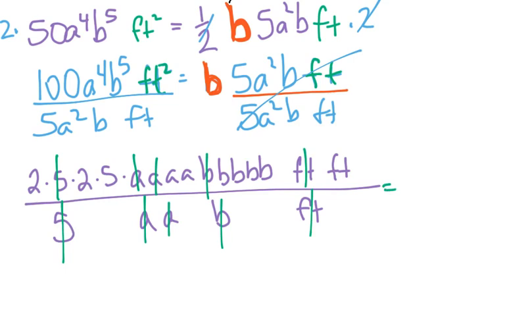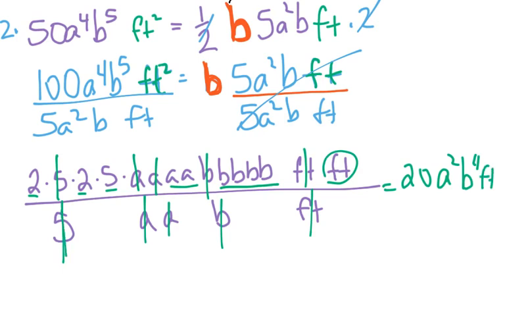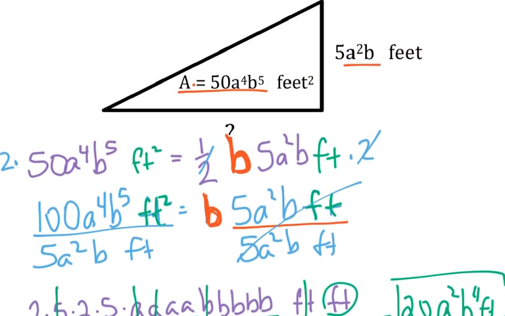So what I'm left with is 2 times 2, which is 4, times 5, which is 20, a to the second, b to the fourth, feet. And there's only a 1. All of these are 1s right there. So if I'm dividing by 1, it doesn't matter. So that's it. You don't put over 1. And so that is the base of the triangle. So 20a squared b to the fourth feet is how long that is right there.